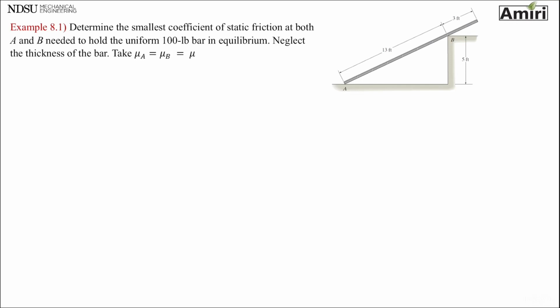Okay. The first thing that I understand from this problem, and the keyword that I look for, is this one: at both A and B needed to hold the uniform 100-pound bar. So I have to approach this problem with the idea or assumption of impending motion at both A and B, both points of contacts. All right.